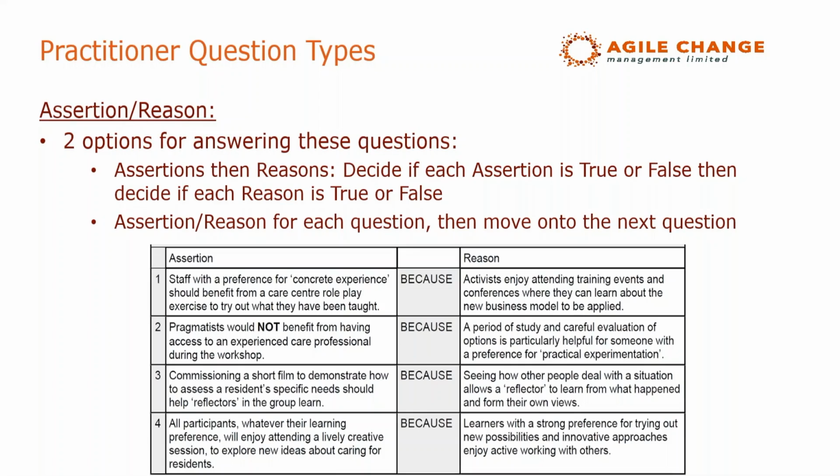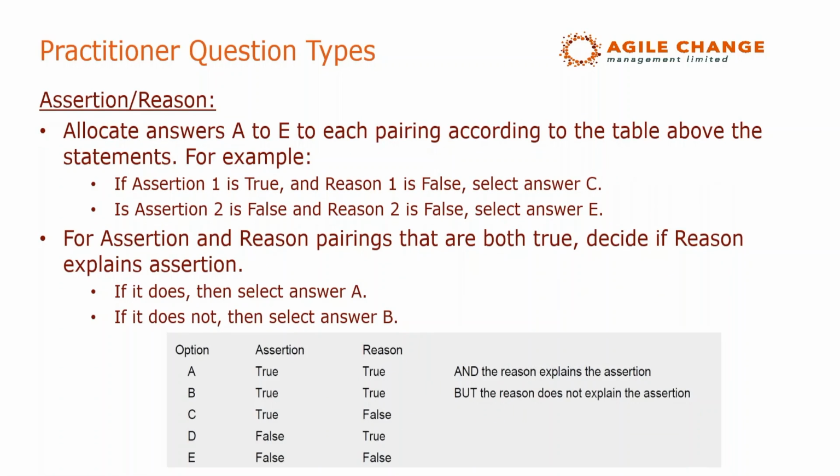So some people like to go down through the assertion statements first and work out if they're true or false, and then go down through the reason statements. And some people like to go across. Whatever happens, what you're trying to do is work out if they are true or false. And then there's the second part that you have to do, which is to allocate the answers.